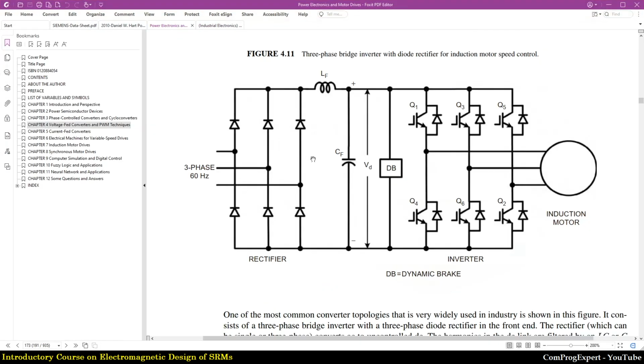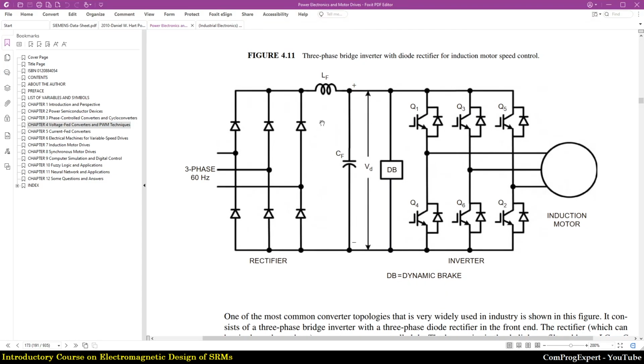Here in this figure, you can see the three-phase bridge inverter with diode rectifier for induction motor speed control. We have a three-phase power supply, diode rectifier, and a three-phase bridge inverter. And the induction motor is here, a three-phase induction motor. So in this circuit, as you know, we have a risk of short circuit, right?